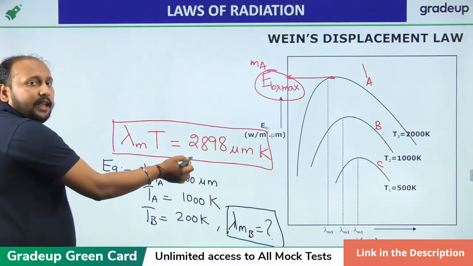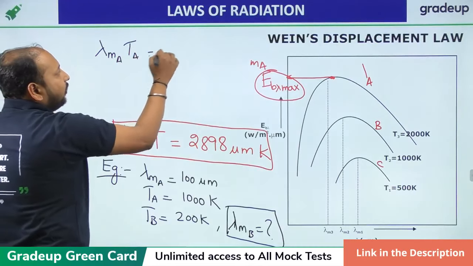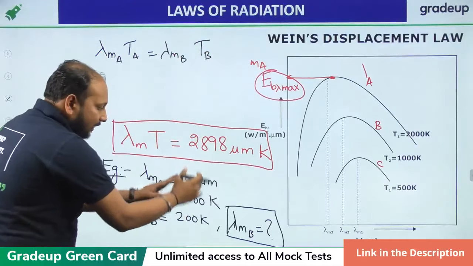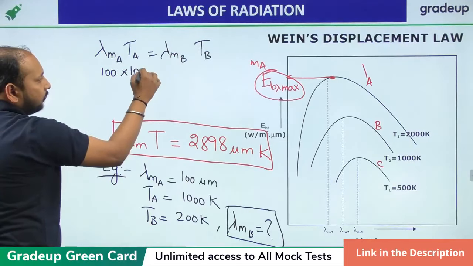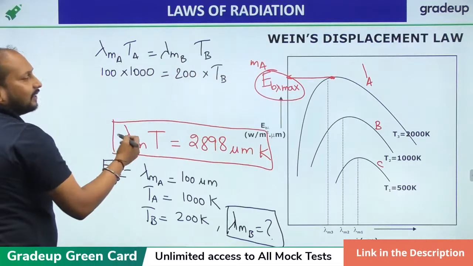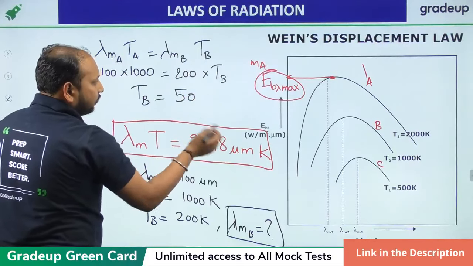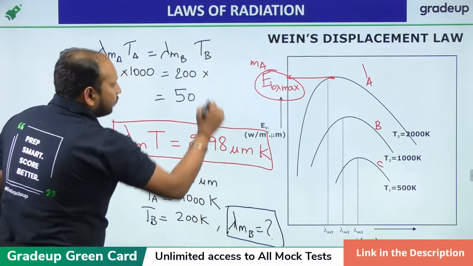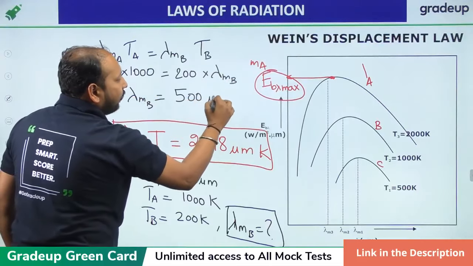You don't need to convert this value because you can directly write lambda MA into TA is equal to lambda MB into TB. Clear? Now, 3 parameters are given. Directly you can put the values. This is 100 into 1000 is equal to 200 into TB. Just cancel out some of the terms. So TB is equal to 500. Oh, sorry, not TB. This should be lambda MB. So lambda MB is basically 500 micrometer.